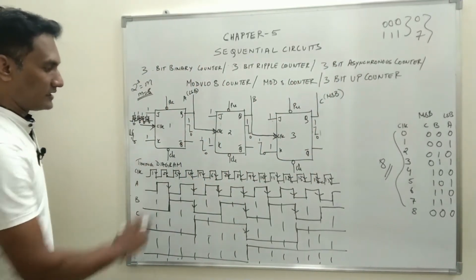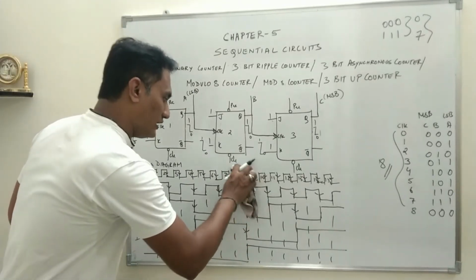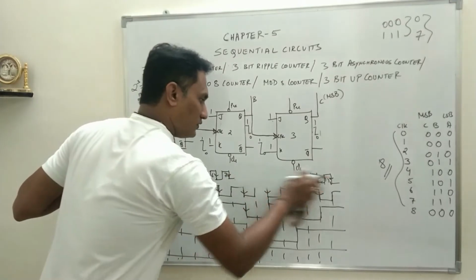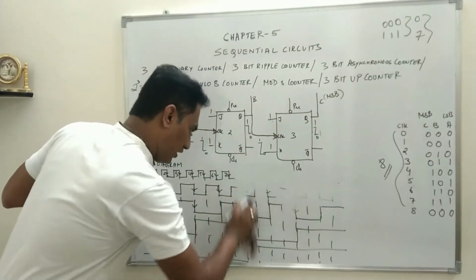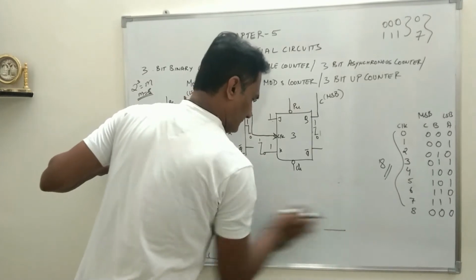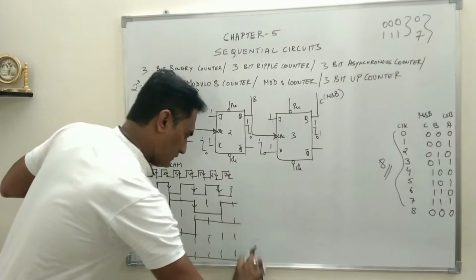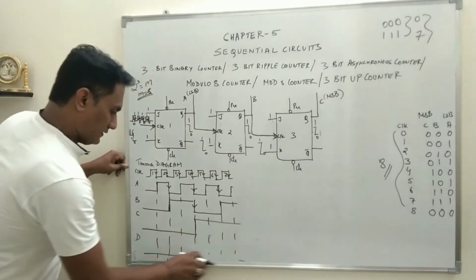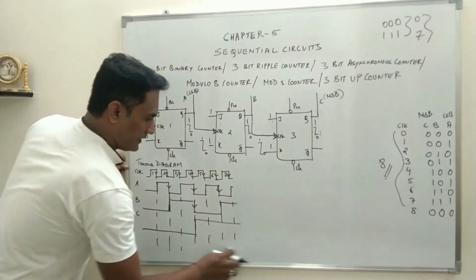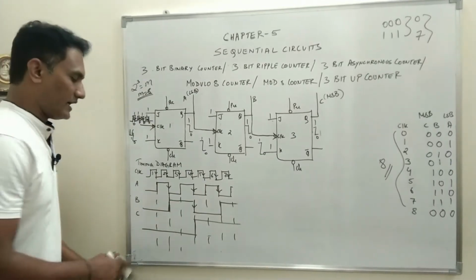Of course, now the timing diagram has to be modified. The timing diagram should have only 7 clock pulses, so I'm just rubbing it off from the 7th clock pulse. And D will not be there. That's all. This will be the timing diagram.